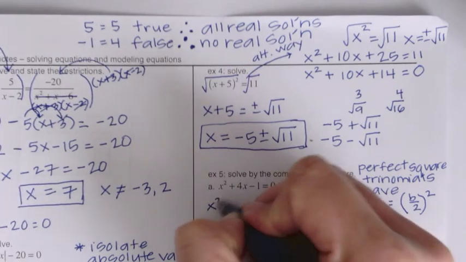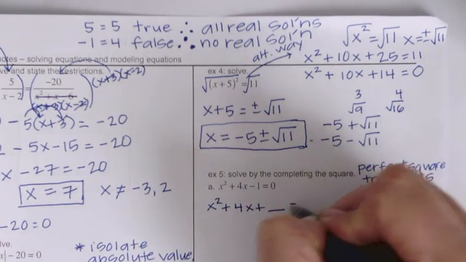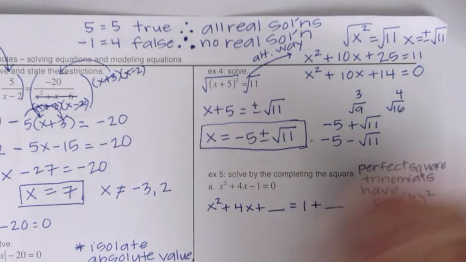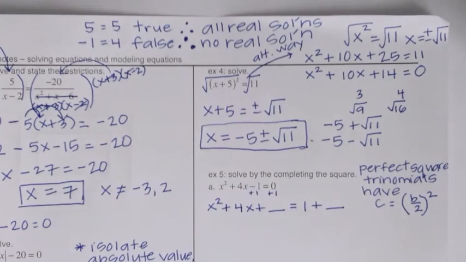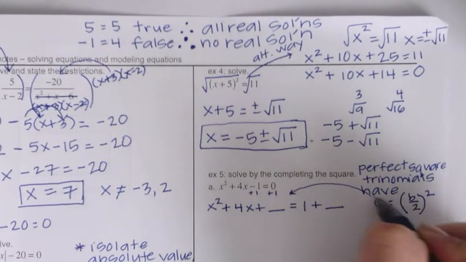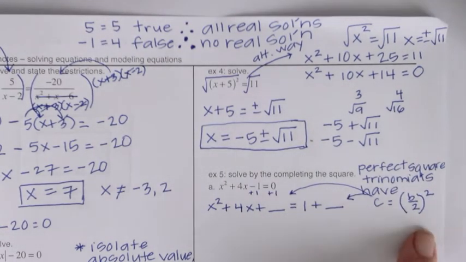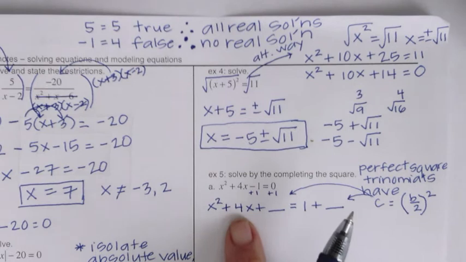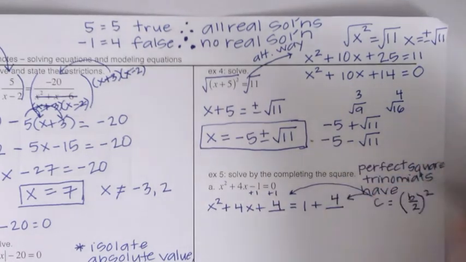So how do I solve by completing the square then? Well, what I'm going to do is move that negative 1 to the other side. So I would have to add 1 to both sides. This c term, which I'm going to add to both sides to keep the equality true, is going to be b over 2 squared. So half of 4, which is 2, and 2 squared is 4. So that goes there and that goes there.